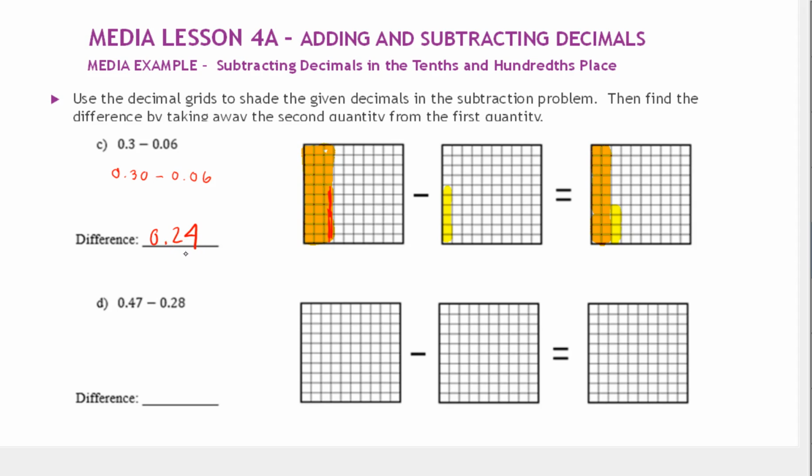Now let's look at the last one. We have 4 tenths and 7 hundredths, and we want to subtract 2 tenths and 8 hundredths.